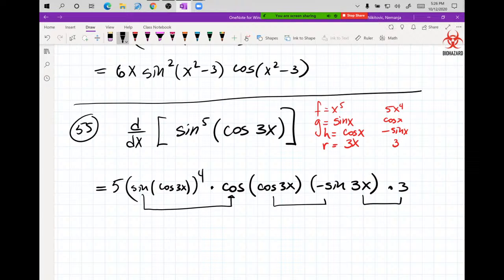So our 5th power turned into the 5x to the 4th. Then sine's derivative is cosine. Then go one step in. The derivative of cosine is negative sine. Then go one step in. So it's always like this: you step into the function, you take the next derivative, you step in, take the next derivative, all the way to the end.